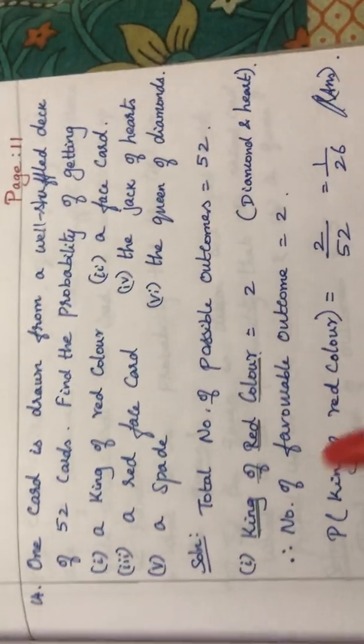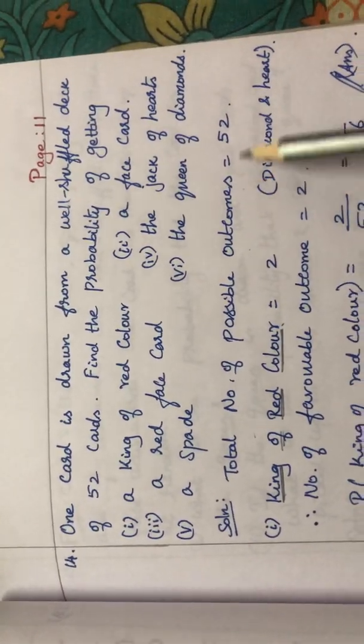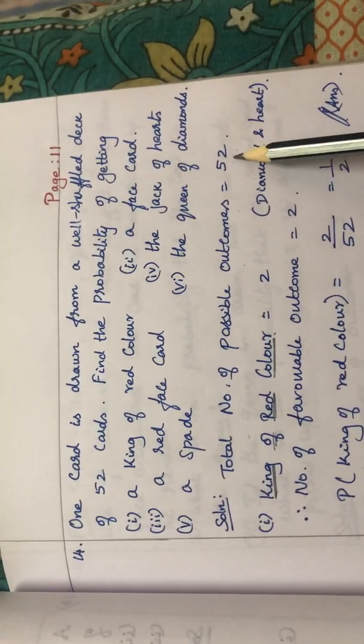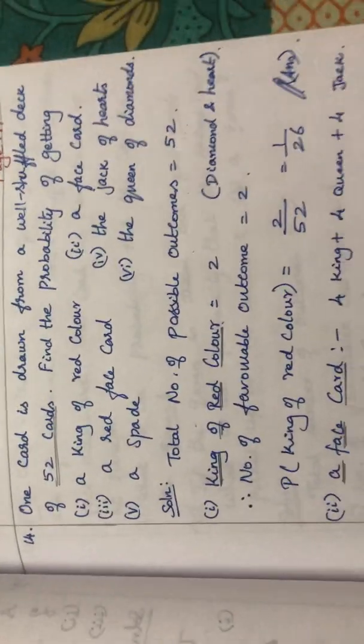14th sum. So what is the answer? Solution. Total number of possible outcomes is equal to 52. That is what is given in the card. One well shuffled pack consists of 52 cards.